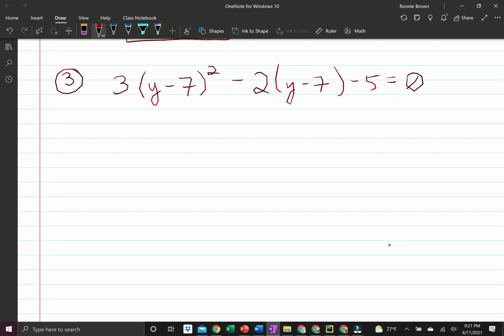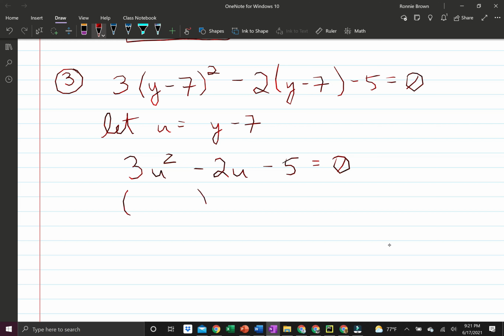For this one, it's quadratic in form because we have something squared and then some term in the middle, minus 5. So we can take these y minus 7s and let u equal y minus 7. So let's do that. Let u equal y minus 7. Once we do that, we'll have 3u squared minus 2u minus 5 equals 0. And now it's a quadratic equation that we're familiar with that we can solve.